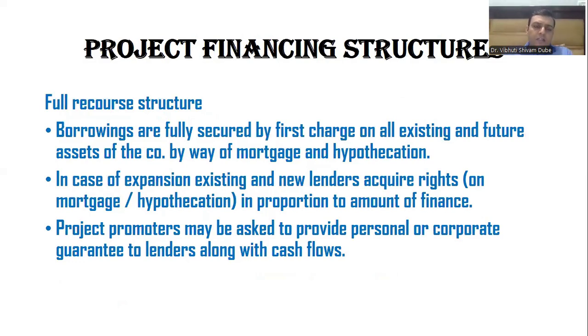In the last part, we will be discussing project financing structure. It can be mainly discussed in two parts. The full recourse structure, where borrowings are fully secured by first charge on all existing and future assets of the company by way of mortgage and hypothecation. In case of expansion, existing and new lenders acquire rights on mortgage or hypothecation in proportion to the amount of finance. Project promoters may be asked to provide personal or corporate guarantees to lenders along with cash flows.